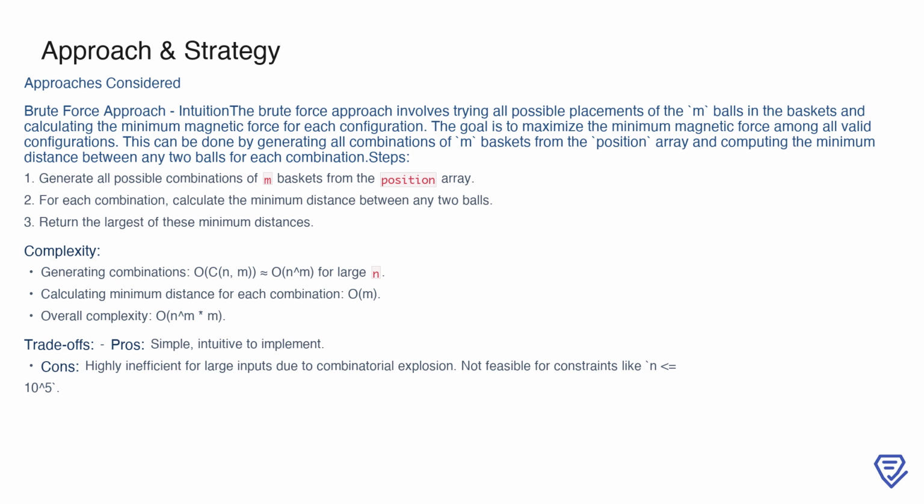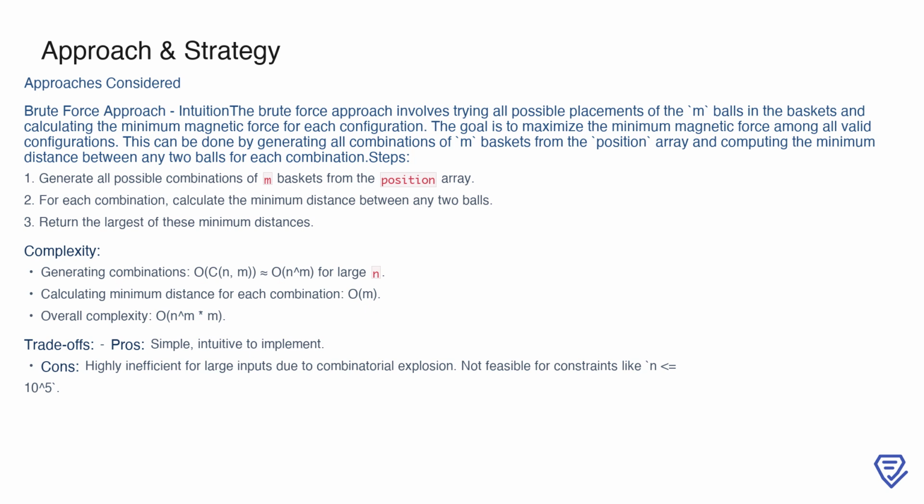When tackling this problem, one intuitive approach is the brute force method. Here, the idea is to try all possible configurations of placing m balls into the baskets to find the one that maximizes the minimum magnetic force between any two balls. This involves generating every combination of m baskets from the position array, then calculating the minimum distance between any two balls for each combination. Once we have these distances, we simply return the largest value.